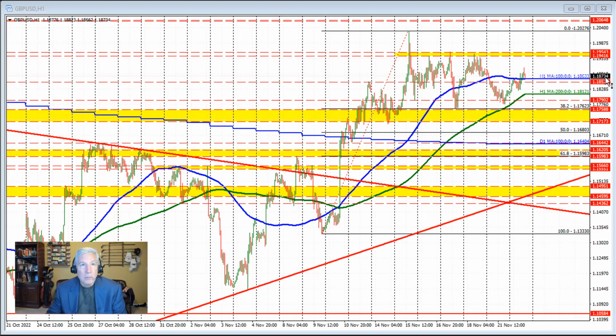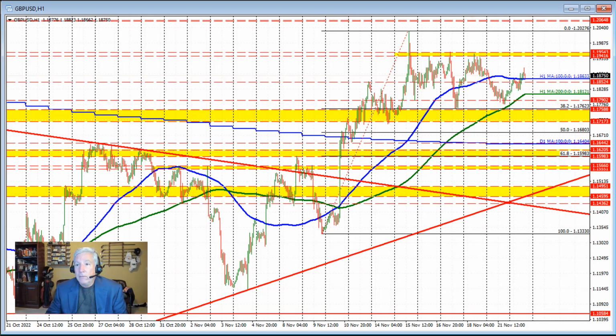We're currently trading at 1.1874, so we are bouncing off of that 100-hour moving average. If we stay above that level, we look toward this level up here. If we break below that level, watch the 200-hour moving average. Again, we haven't been below it since this day back here on November the 10th. So be aware of that. But right now, the buyers are more in control in the sterling versus US dollar.